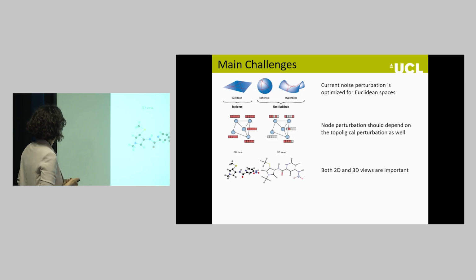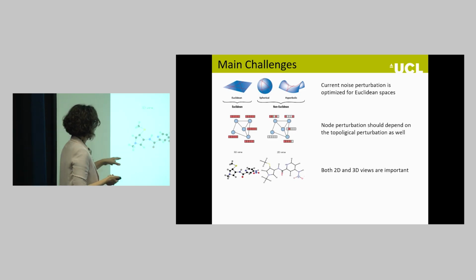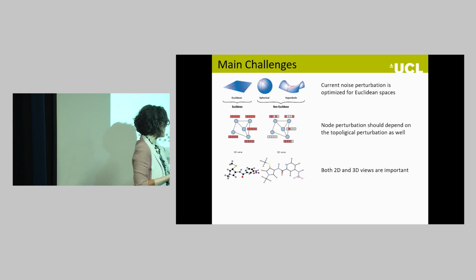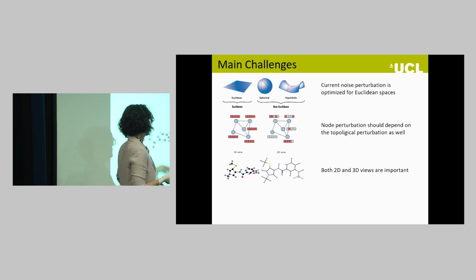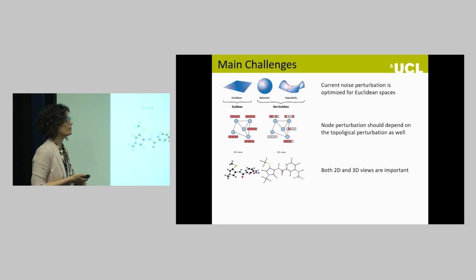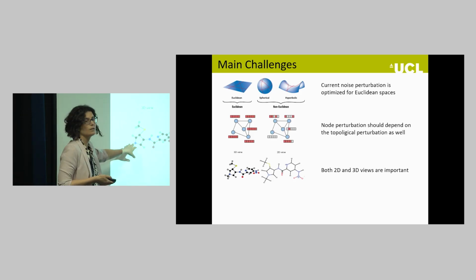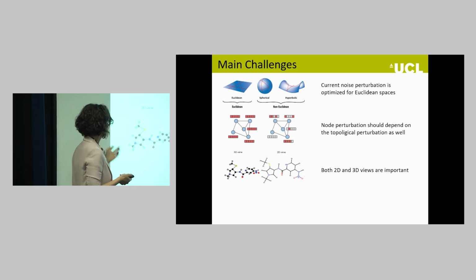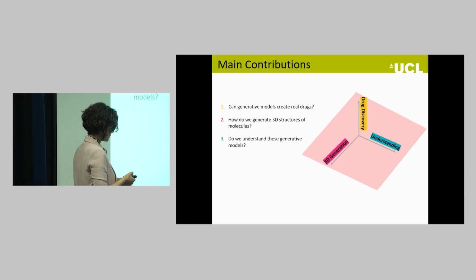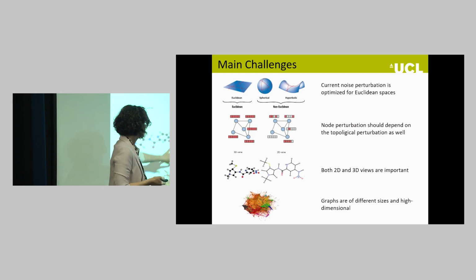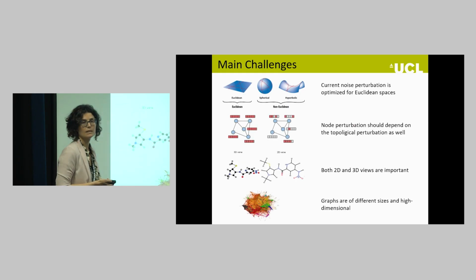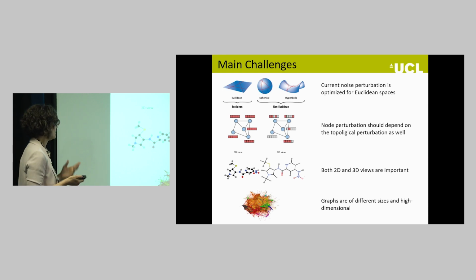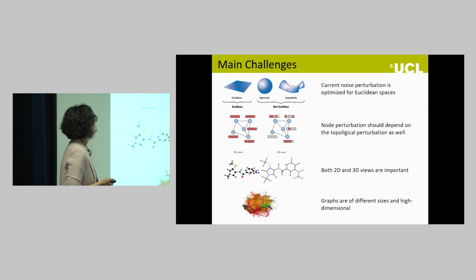It's not clear. Also, we have 2D views that we usually work with, but when we want to look at activity or pocket binding, you actually look at the 3D conformation of your protein. So how do we actually generate 3D as well? Also, all the different graphs have very different sizes and can be very high dimensional, very large. So all of these are very difficult challenges to solve.